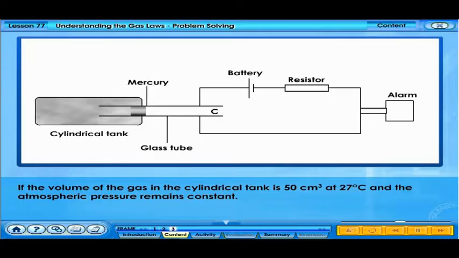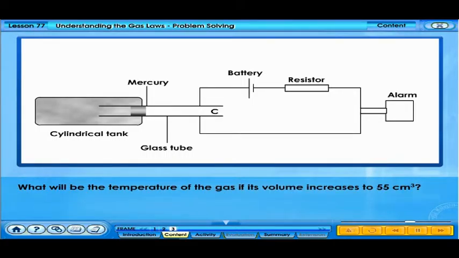If the volume of the gas in the cylindrical tank is 50 cubic centimeters at 27 degrees Celsius and the atmospheric pressure remains constant, what will be the temperature of the gas if its volume increases to 55 cubic centimeters?